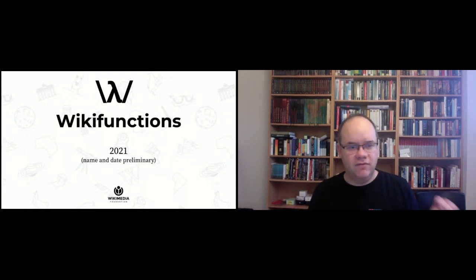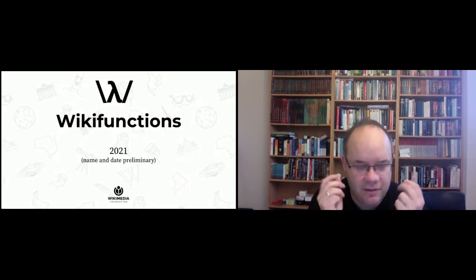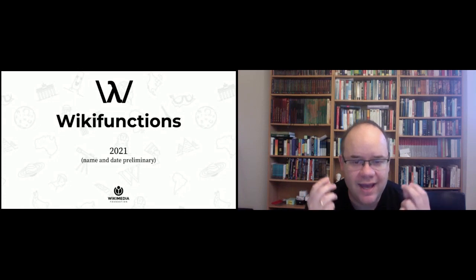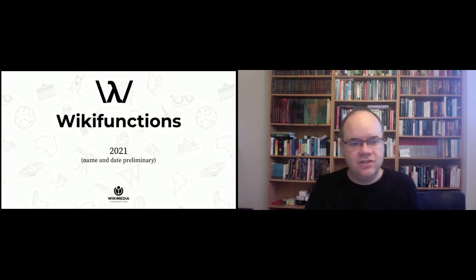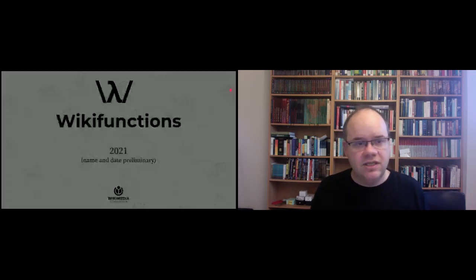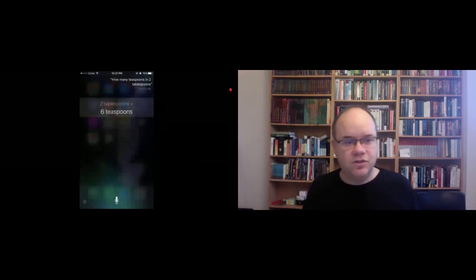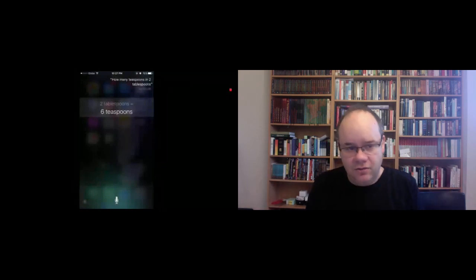And this is the goal that Wikifunctions really has. Functions are knowledge, and therefore functions are power, and the large tech companies know that. And they allow you to have access to some functions through their user interfaces. So for example, you can go to Siri and ask how many teaspoons are in 2 tablespoons, and Siri will calculate you the answer, which is a function being executed at this place.